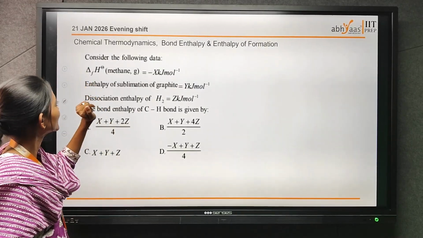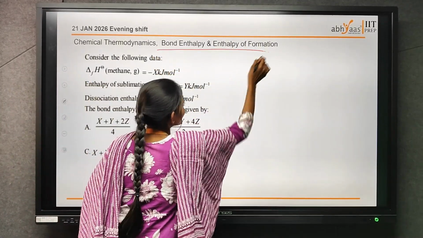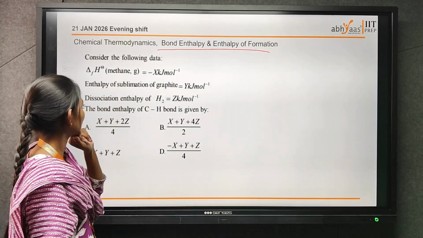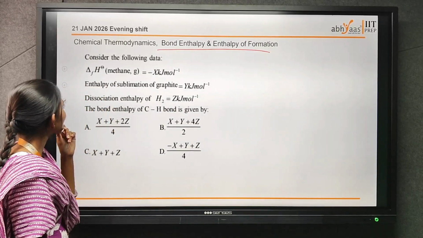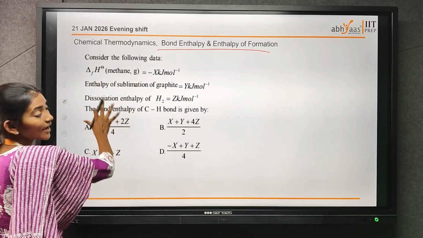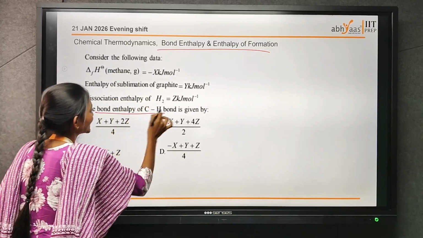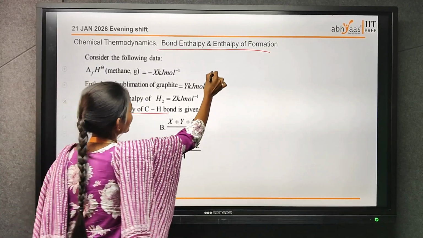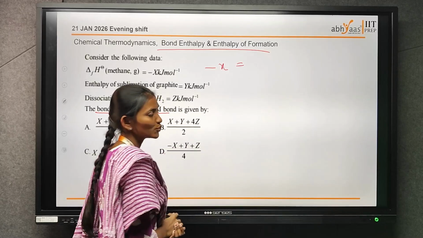And moving on to this question, Hess's law and bond enthalpy. Bond enthalpy of formation, from the chemical thermodynamics chapter. So we are getting this question. See here, they have given the data, but they are asking for the bond enthalpy of the C-H bond. So therefore minus X equals what?